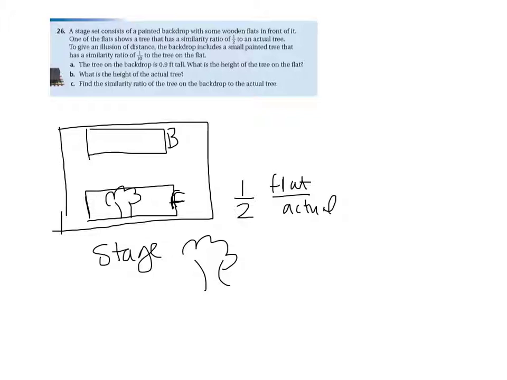To go on a little further, to give an illusion of distance, the backdrop includes a small painted tree. So I have this even smaller tree here that has a similarity ratio of 1/10. And so that would be the ratio of the backdrop. So I'm going to say that's backdrop to flat. So that gives us a little sense of what the 1 and the 10 represent, and then the 1 and the 2 represent. So part A here, the tree on the backdrop is 0.9 feet tall. What's the height of the tree on the flat?